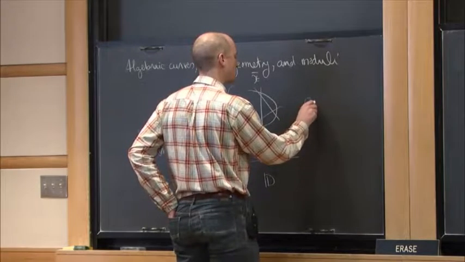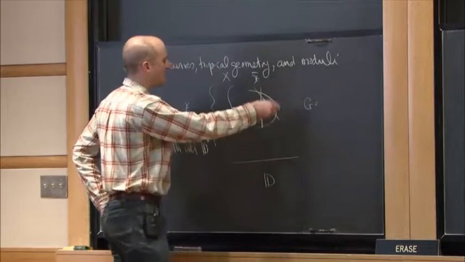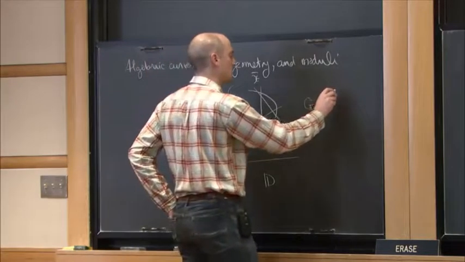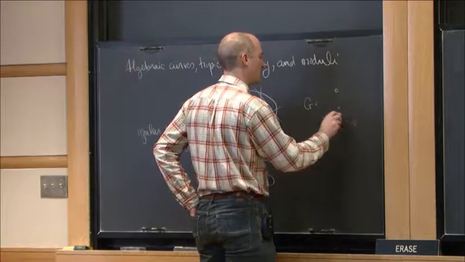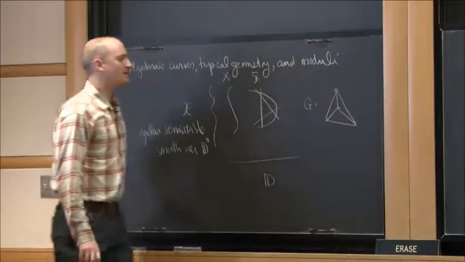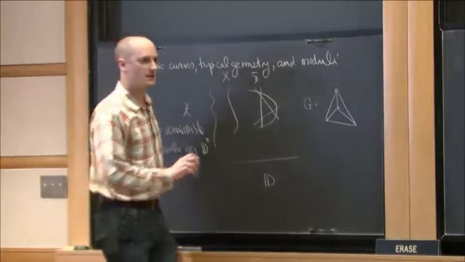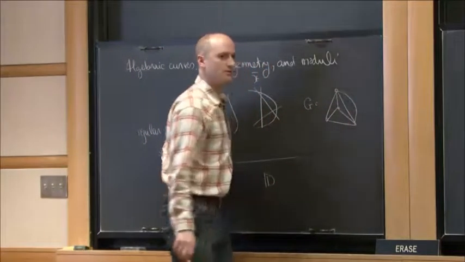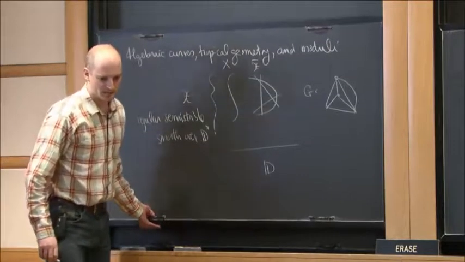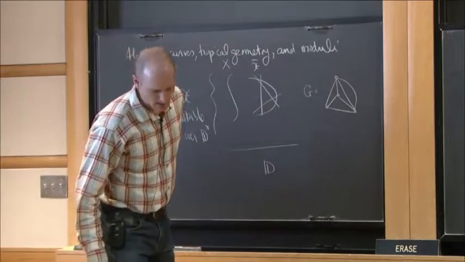So G, which is the dual graph, it'll have one vertex for each component of the special fiber and one edge for each node. So here we have 4 components in the special fiber that meet pairwise, and one pair meets at 2 points. So the dual graph looks like this. So we allow multiple edges.